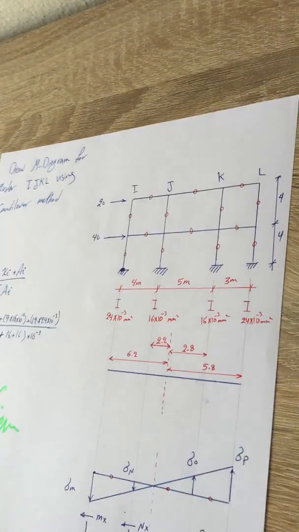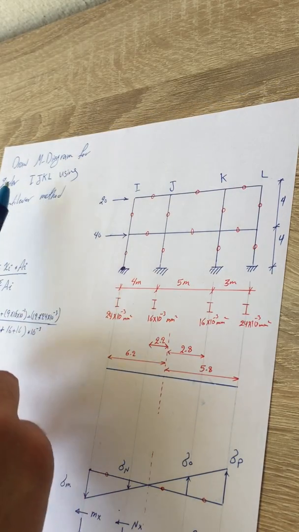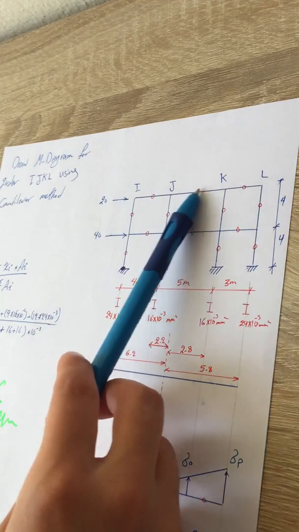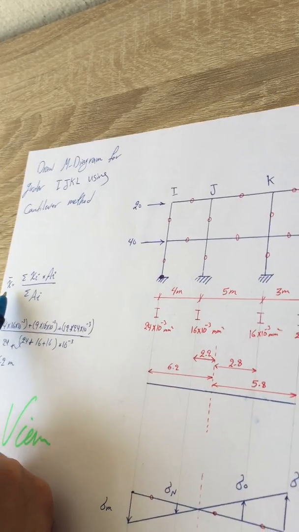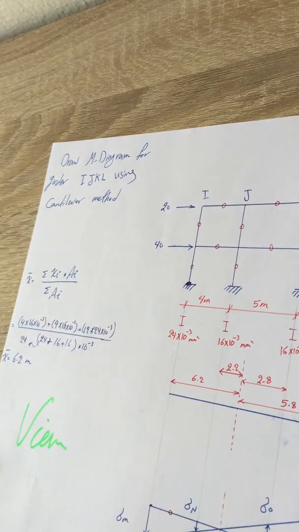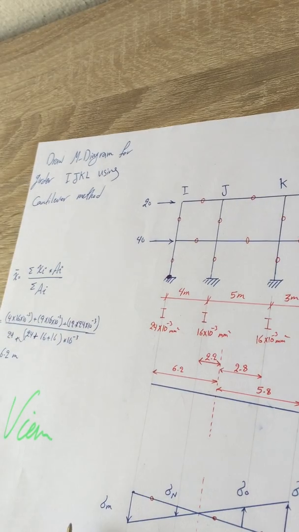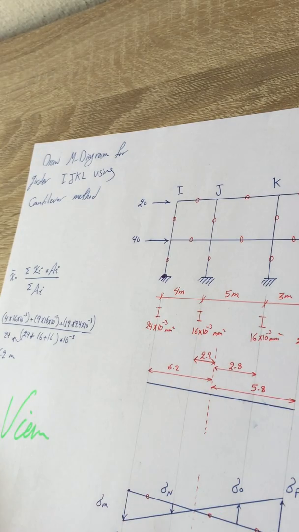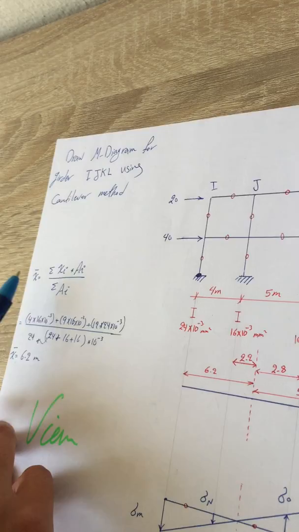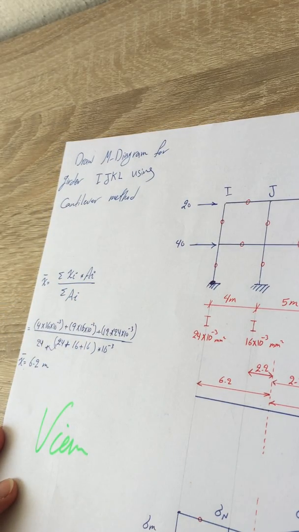Now it's gonna be the cantilever method. I have a multi-story building again. It requires me to find the moment diagram for I, J, K, L. So first I'm gonna find x dash, which is the centroid of this multi-story building. For every section I have its area. So the equation says summation xi times ai divided by summation ai.